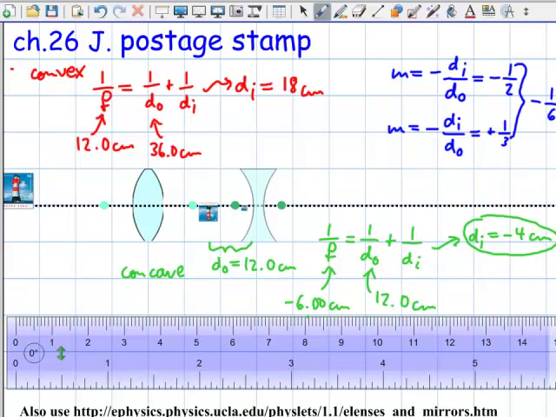Is the final image real or virtual? It is virtual. It's being produced by a concave lens. With respect to the original object, is the final image upright or inverted? It is inverted. And is it larger or smaller? It is smaller.